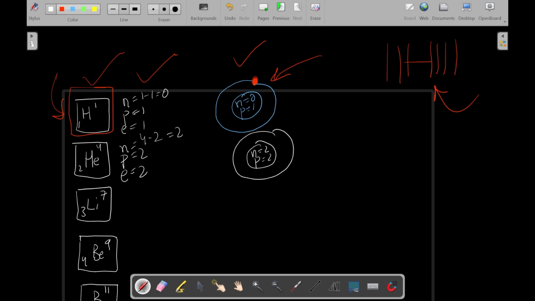Now, for the first shell, I'm just going to put 2 electrons. So 1 and 2. So here I go with my atomic structure for helium. Now, in the periodic table, helium is located somewhere, right? Now, by looking at this atomic structure, what do I see?